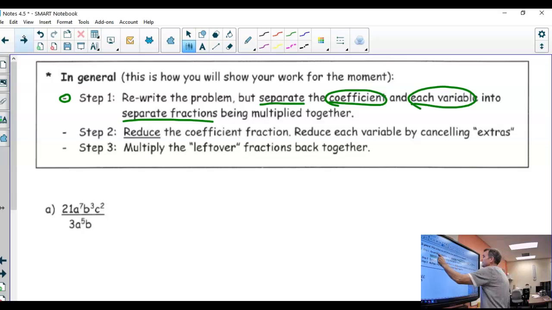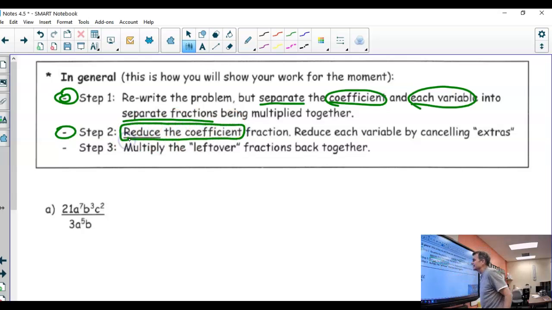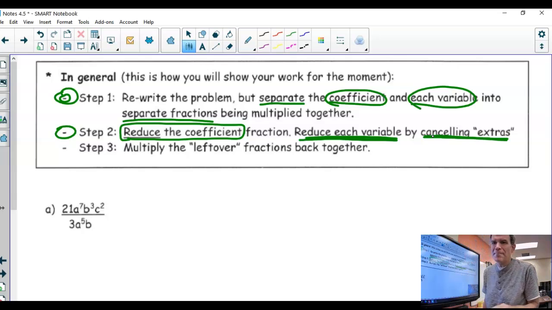All right, so I rewrite the problem. Boom. Step 2, I reduce the coefficient. Okay, we did this in chapter 1. If you're not sure how to reduce the coefficient, type it into your calculator and your calculator reduces the fraction for you. And then reduce each variable by canceling out the extras, right? So let's try this one, and let's try to do it a little more mentally and not so much writing.